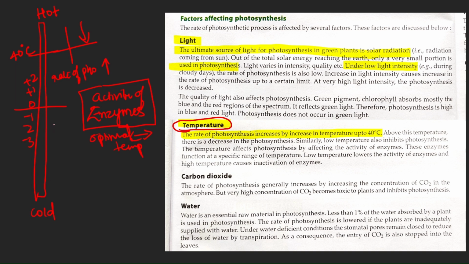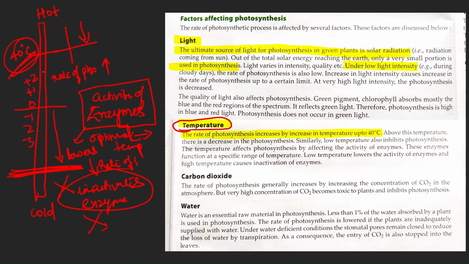So as the temperature is lowering, the activity of enzymes also lowers, and so the rate of photosynthesis lowers. After a certain point, if you lower the temperature more, it inactivates the enzymes, so there is no photosynthesis happening. As temperature increases till 40 degrees Celsius, the rate of photosynthesis increases, but after 40 degrees Celsius it decreases. So this is how temperature affects our photosynthesis.